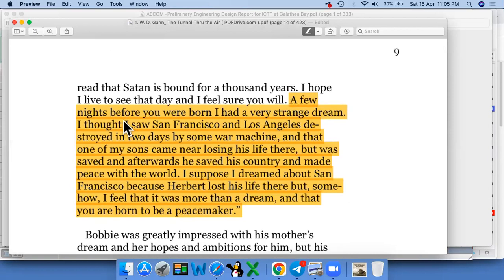He says, a few nights before you were born, I had a very strange dream. I thought I saw San Francisco and Los Angeles destroyed in 2 days by some war machine, and that one of my sons came near losing his life there, but was saved, and afterwards he saved his country and made peace with the world. I suppose I dreamt about San Francisco because Herbert lost his life there, but somehow I feel that it was more than a dream and that you are born to be a peacemaker.